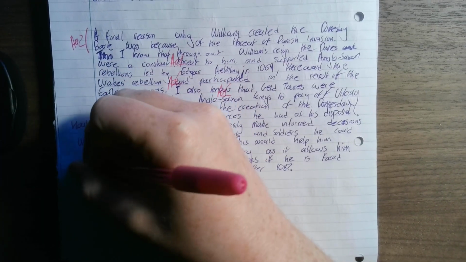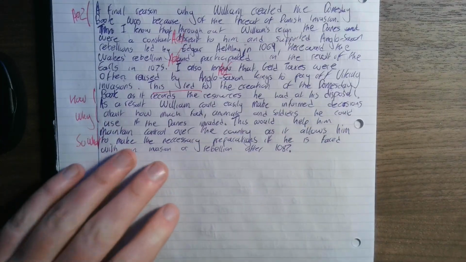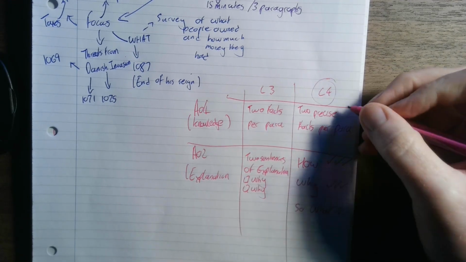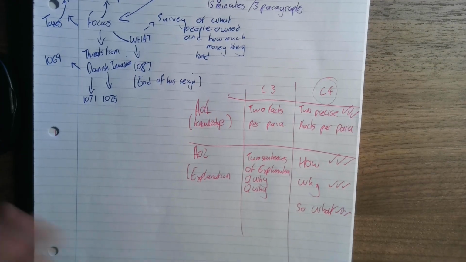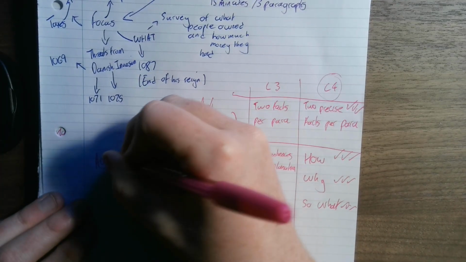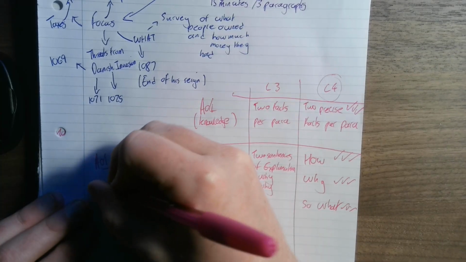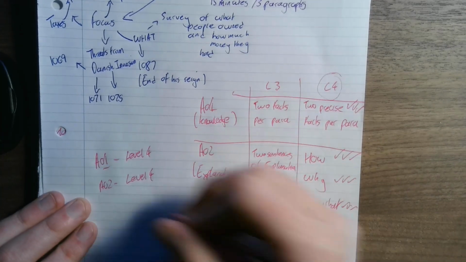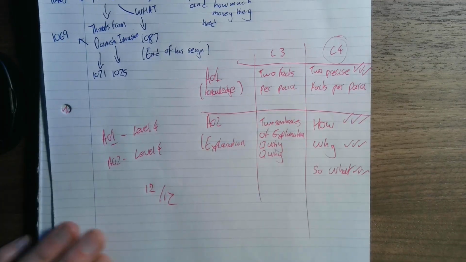Why and so what? So if I go straight back to my mark scheme now, I have a little look here. Have I got two precise facts in every paragraph? Yes, I have. Have I got my how, why, so what in every paragraph? Absolutely. So for my AO1, my knowledge, I'm going to say I am level 4. For my explanation, I am level 4 as well. That puts us at a quite lovely 12 out of 12 for that answer.